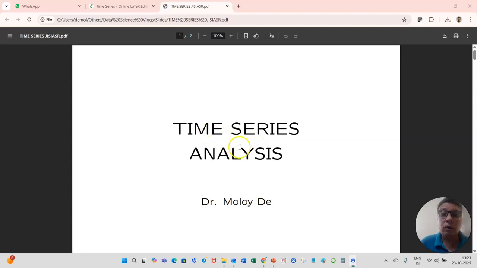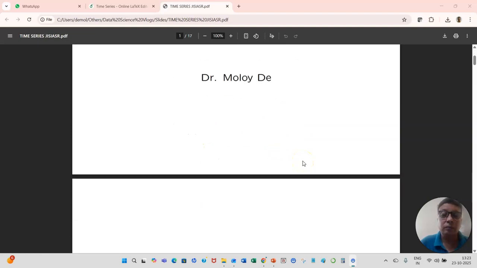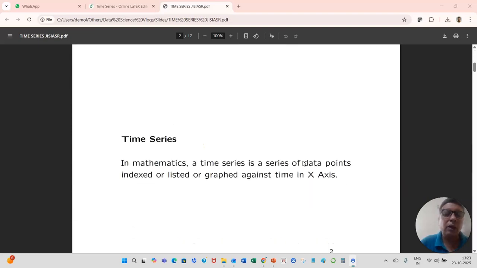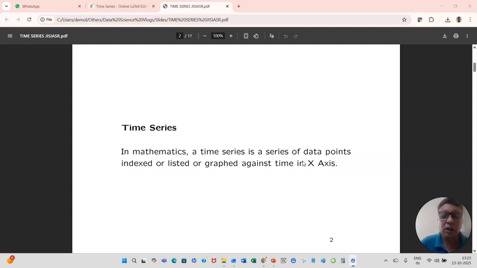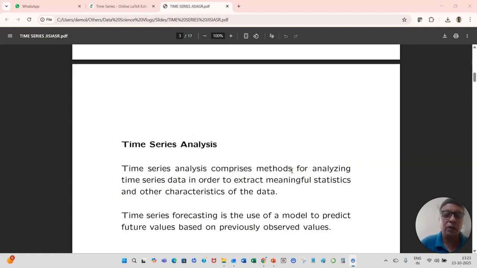Today we will talk about time series analysis. This is part of a lecture I gave to my JRF, SRF, ASR students. So time series in mathematics is a series of data points indexed or listed or graphed against time on the x-axis. So there should be time on the x-axis, that is the time series.